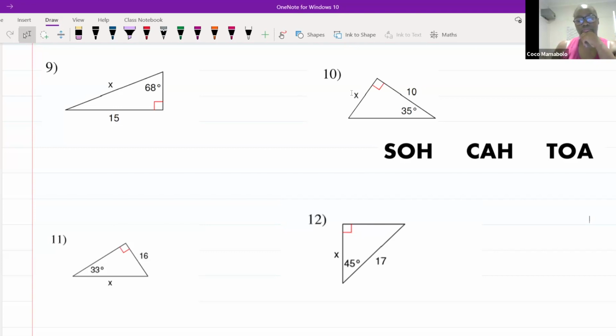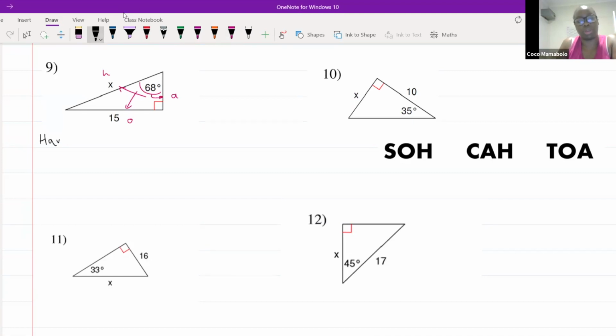All right, peeps, let's have a look at the answers. Okay, I think most of us should be done by now. In the first question, question 9, we're first going to have to label. That's what we always do. We start with the 68 degrees. The side right close to it is my adjacent side. The 15 is my opposite side, and the x is my hypotenuse. That is labeling, step number 1.